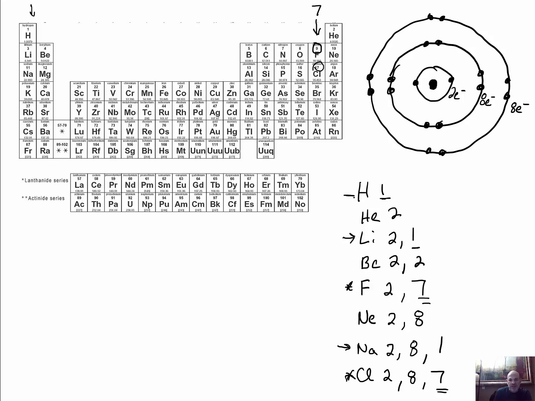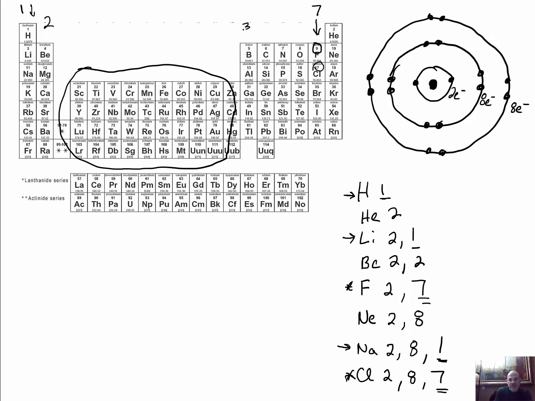Sodium is also in the first column, and if we fill in those electrons for sodium, all 11 of them, we see that the outermost shell has only 1. Okay, so all of those in the first column have 1. If we did this for all of those in the beryllium column, they're going to have 2 valence electrons. Again, we're going to ignore the transition metals in the middle for now because that's more complex chemistry.